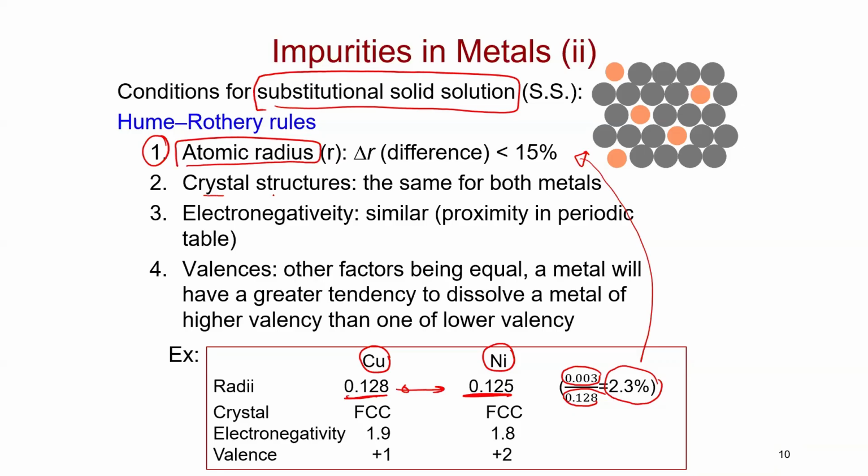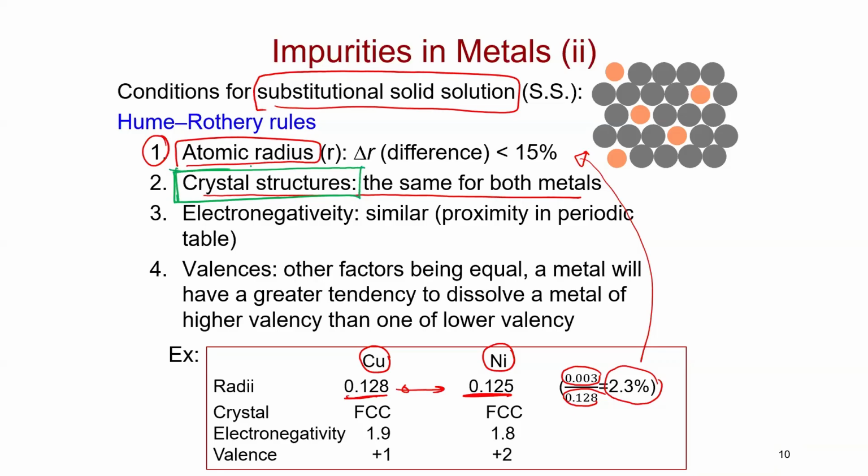So the crystal structure should be the same. What do we mean by the crystal structure? We discussed this in the tutorial the week before last. What do we mean by the crystal structure? SC, BCC. Yes, BCC, FCC, HCP, those ones.